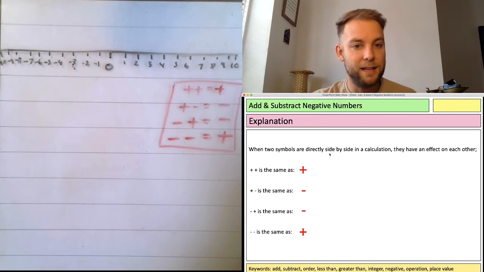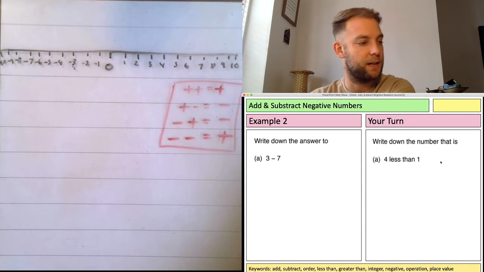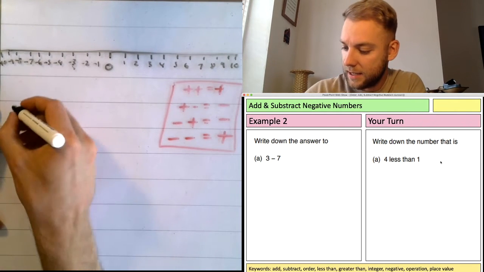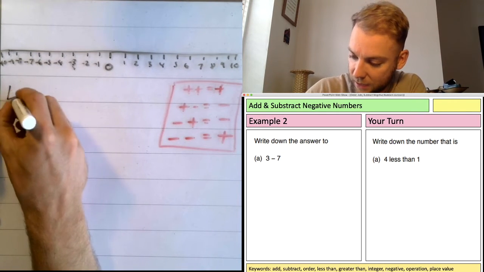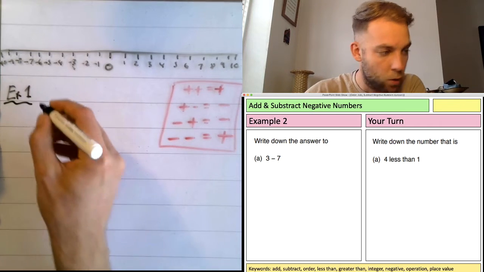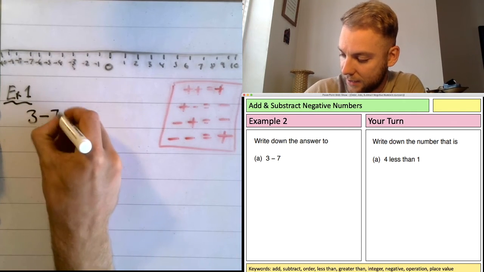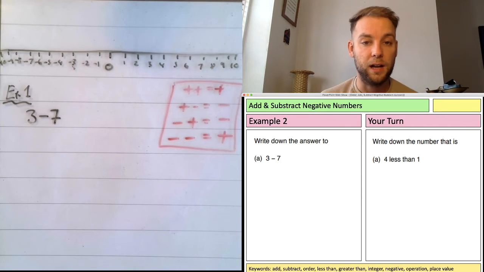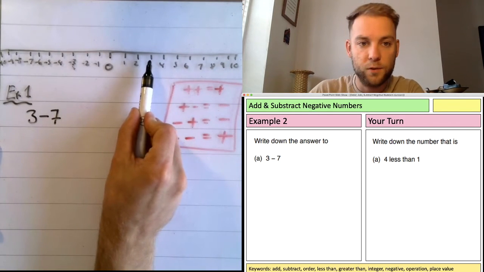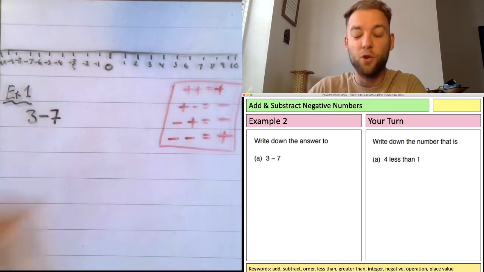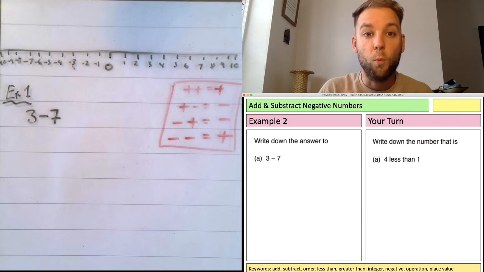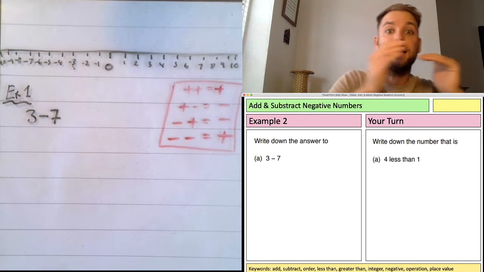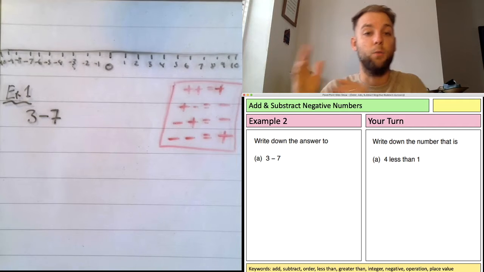Okay, so let's start having a look at some questions then. We've done the explanation, so let's have a look at this one. Our first one here is example 1. Let's get this down in our notes. Example 1, what is 3 subtract 7? Now, when you're doing something like this, it's just about being on that number line. So I'm starting at 3, subtract 7. When you're doing negative numbers, it's all about where am I starting and what am I doing?